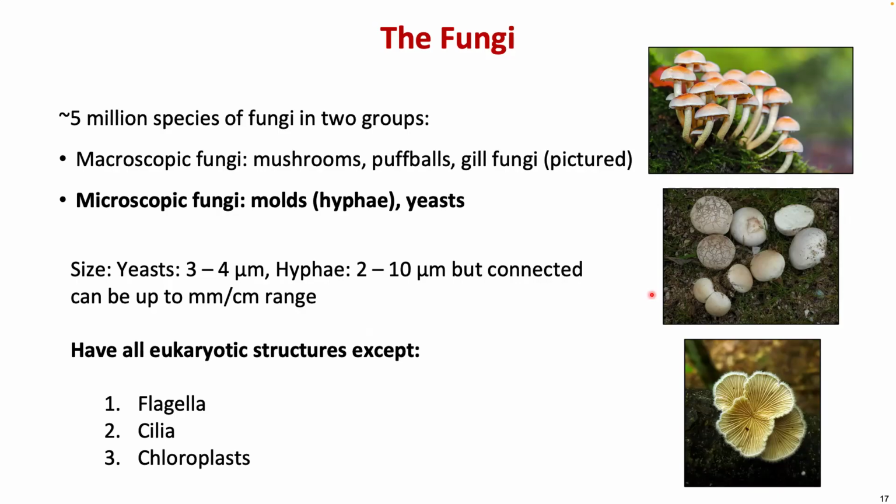With yeast, their size ranges around 3 to 4 micrometers, and with hyphae, we have about 2 to 10 micrometers, but they are connected and can be up to millimeters or centimeters in length. So all these eukaryotic cells have flagella, cilia, and chloroplasts. Oh no, I'm wrong. They all have the same structures as eukaryotic cells, except flagella, cilia, and chloroplasts.